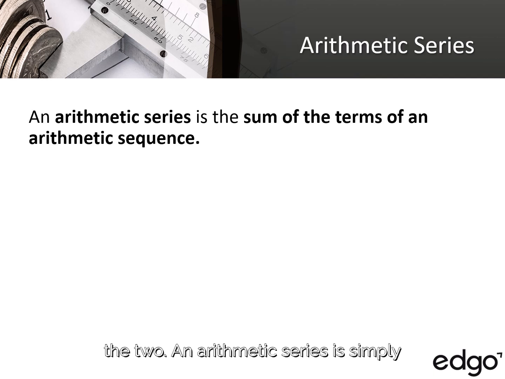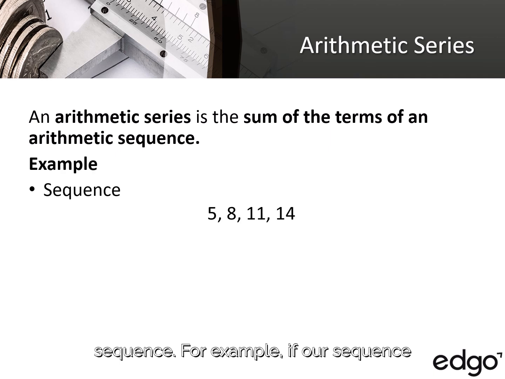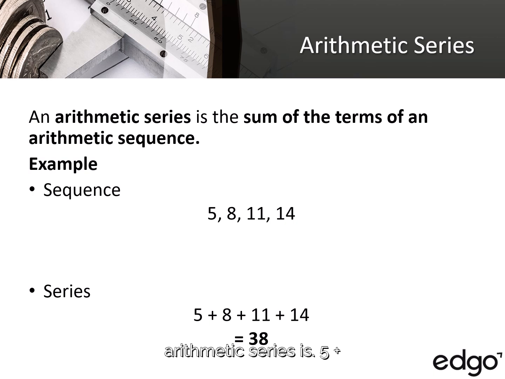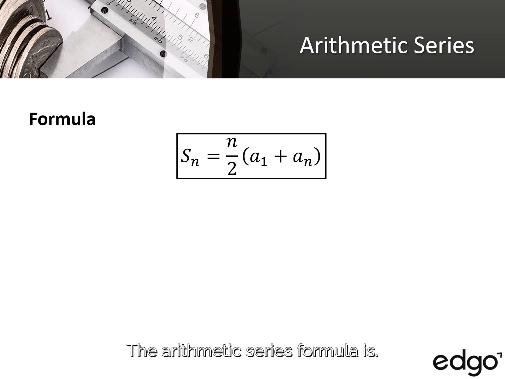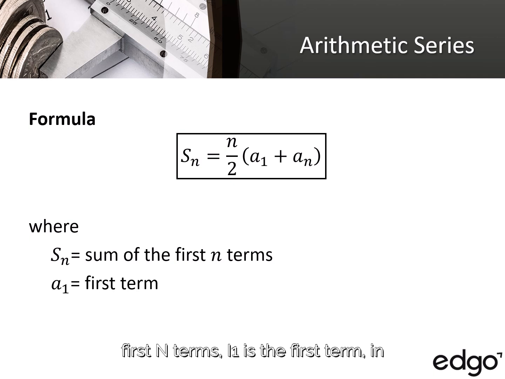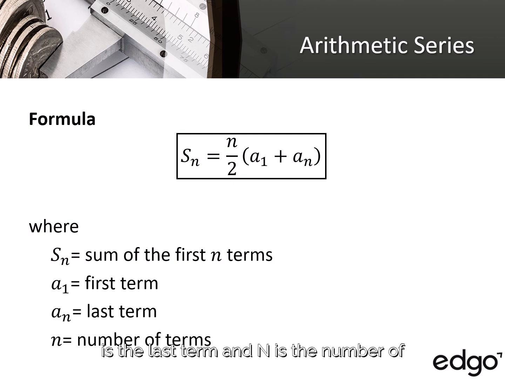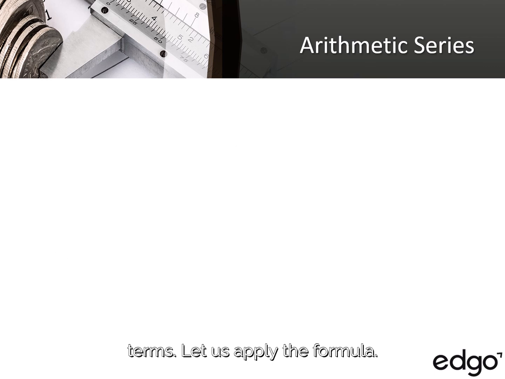An arithmetic series is simply the sum of the terms of an arithmetic sequence. For example, if our sequence is 5, 8, 11, and 14, then the corresponding arithmetic series is 5 plus 8 plus 11 plus 14, which equals 38. Instead of adding many terms one by one, we use a formula. The arithmetic series formula is Sn equals n over 2 times the quantity I1 plus In, where Sn is the sum of the first n terms, I1 is the first term, In is the last term, and n is the number of terms.